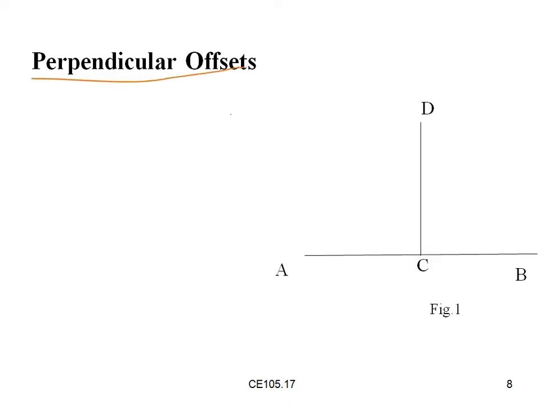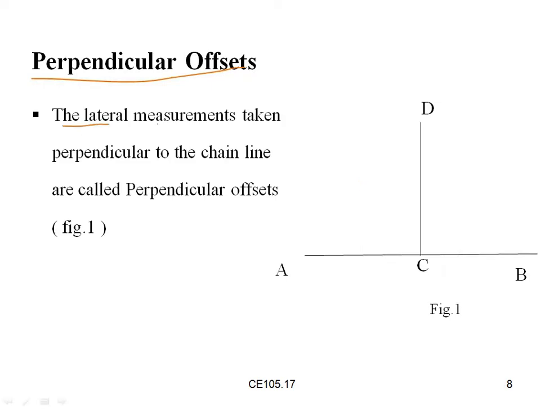So here are the perpendicular offsets. The lateral measurements taken perpendicular to the chain line are called perpendicular offsets. As per figure 1, you can see A and B is the chain line. At the center of A to B, we keep the point C. This is the offset we are keeping here.